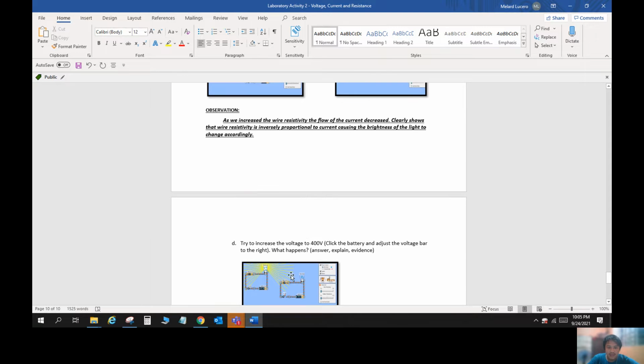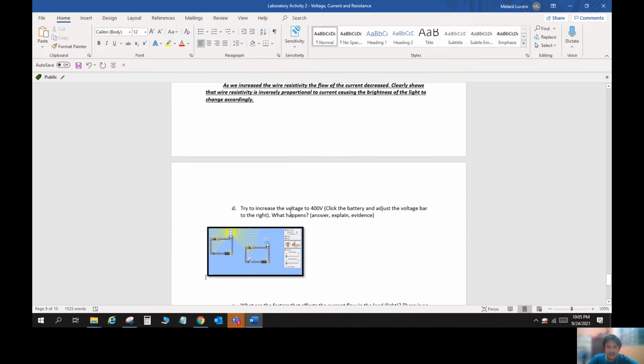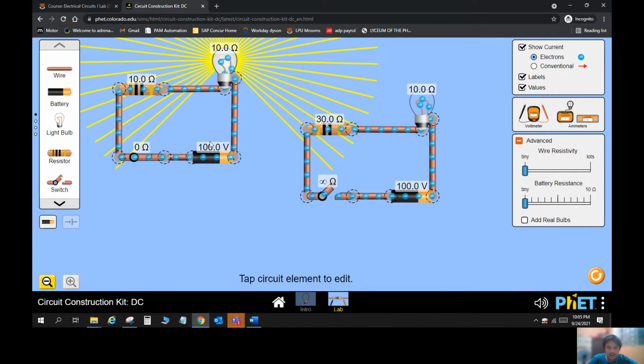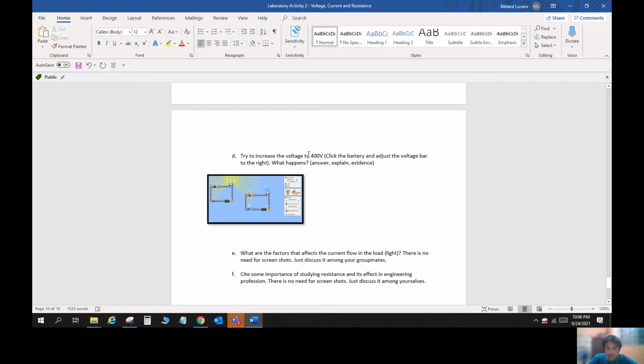So, parang yun na rin siya. And then, lagay natin na kinonfigure natin to into 400 volts. Kung naman ma-reach yung 400 volts. Hindi siya yung ano eh. Medyo try to increase the voltage to 400. Click the battery and adjust the voltage bar to the right.